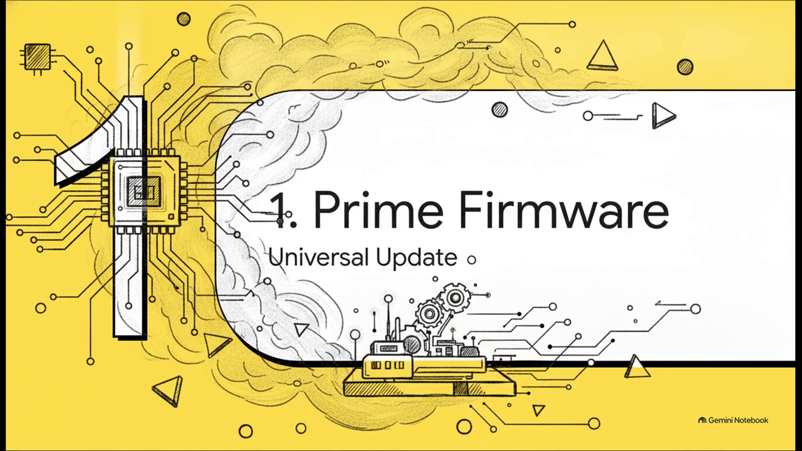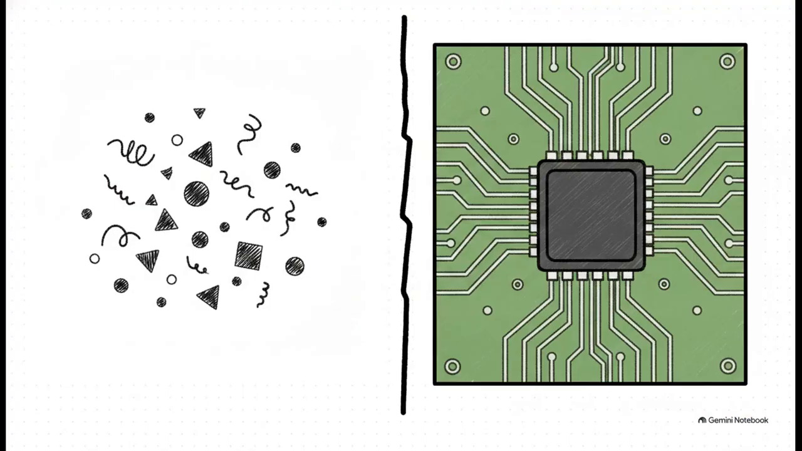The prime firmware. Let's talk about this universal update. So, to actually understand this machine, we first need to completely throw out our preconceived notions about what prime numbers are. We've got a massive paradigm shift here. The old view treats primes as a distribution, right? Just a random sequence you try to find patterns in using statistics. We need to completely discard that.